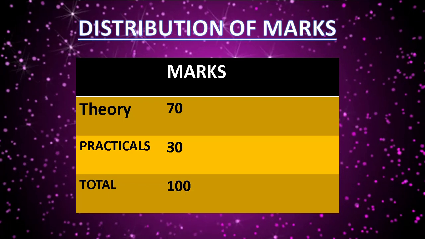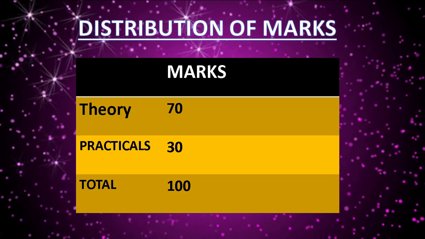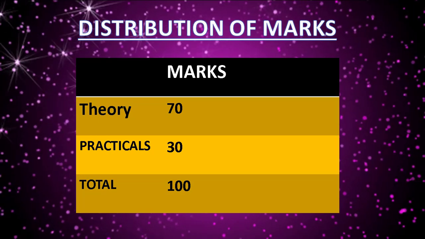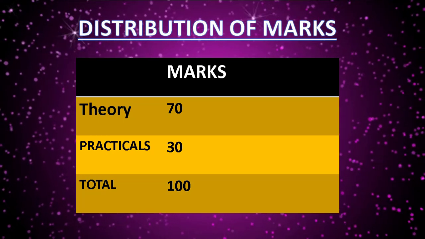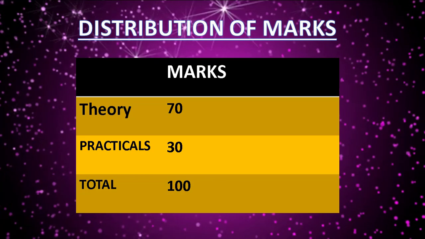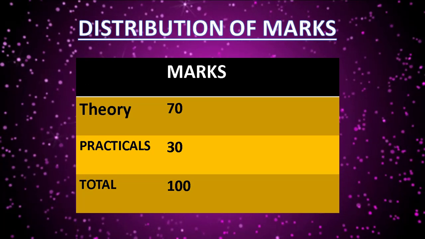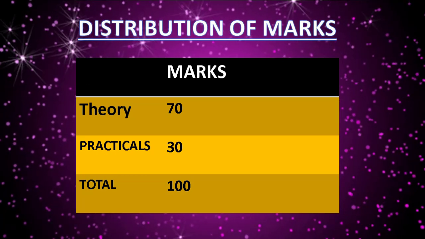Distribution of marks: for theory you will have 70 marks and practicals 30 marks. Total marks for computer science is 100 marks. So 70 marks will be theory and 30 marks will be practicals. Under practicals you have C++, MS Excel and HTML.